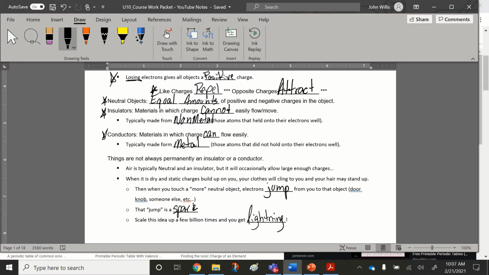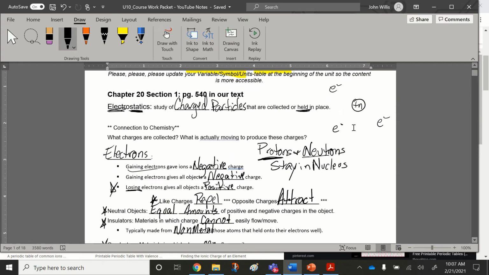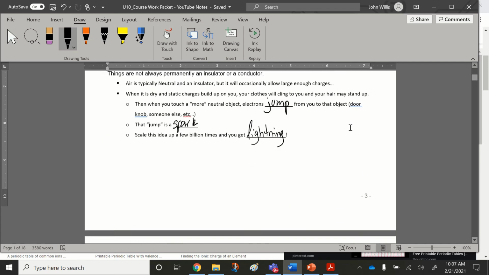So, main idea from chapter 20, section 1, losing electrons gives you a positive charge, right? You don't gain protons. Like charges repel, opposites attract. Neutral objects means that you have equal numbers of positives and negatives. Insulators don't conduct electricity, conductors do conduct electricity. And then there's stuff that can do both, but it takes a lot of electrical charge to do it. That was chapter 20, section 1. That's the main idea. So, book spent a long time going over that. I wanted to do it real quick in a single page.